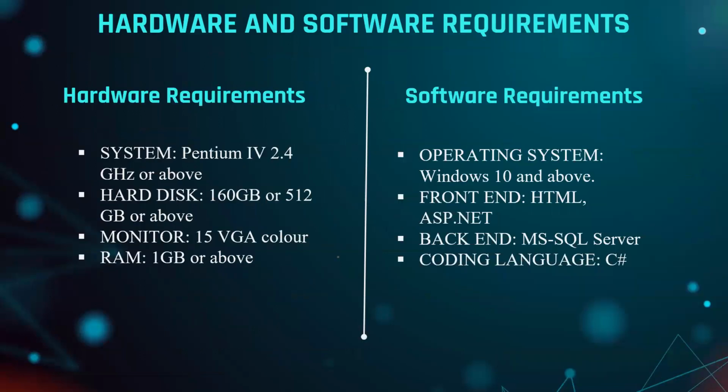Next, we have hardware and software requirements. In hardware requirements, we have system: Pentium 4 2.4 gigahertz or above, hard disk 160 GB or 512 GB or above, monitor 15 VGA color, RAM 1 GB or above. Software requirements are operating system Windows 10 and above, front-end HTML, ASP.NET, back-end MS SQL Server, coding language C Sharp.